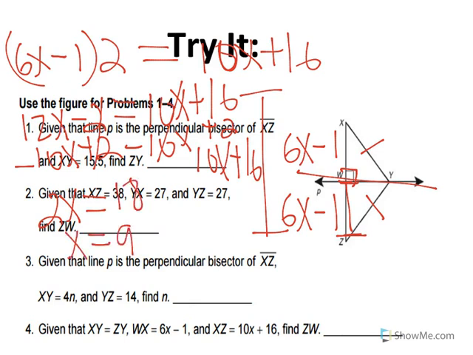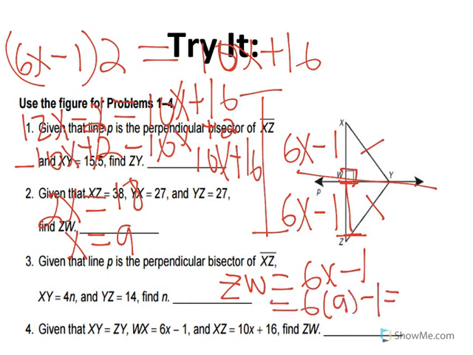But I'm not solving for x, I'm solving for ZW. ZW is 6x minus 1, so this gives me 6 times 9 minus 1, which is 54 minus 1, so ZW is 53.